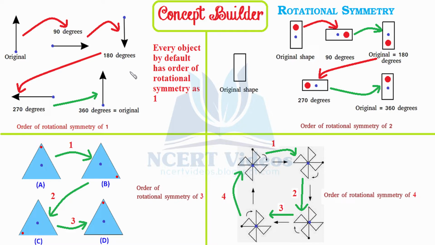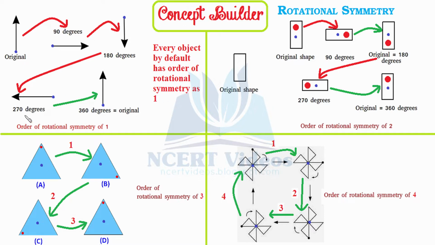Another term that we have studied in this exercise is order of rotational symmetry. That is, after rotating it, how many times it appears like its original state. And the important thing is that during rotation there is no change in shape and size, there is just a positional change. So let's study more about order of rotational symmetry.